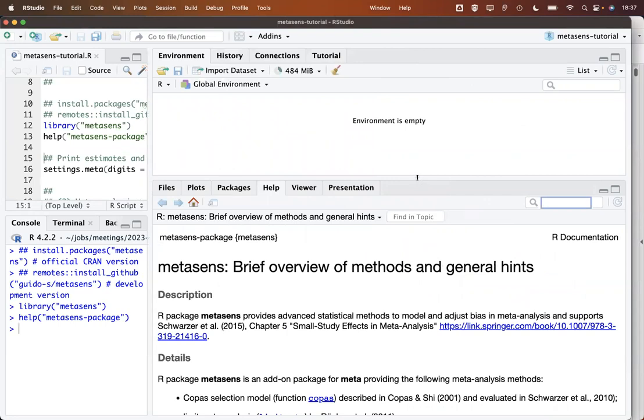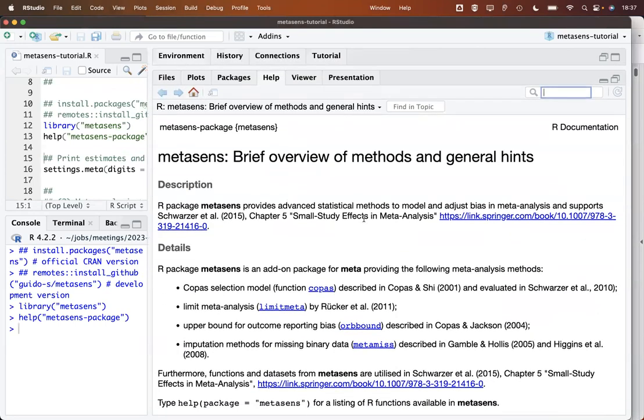Here you can see that metasens provides some advanced statistical methods to model or adjust bias in meta-analysis. And it also supports our book, Chapter 5. It is an add-on package to meta, which provides basic methods for meta-analysis. And here are the basic methods that are available in metasens. I will talk about the first three here in this tutorial.